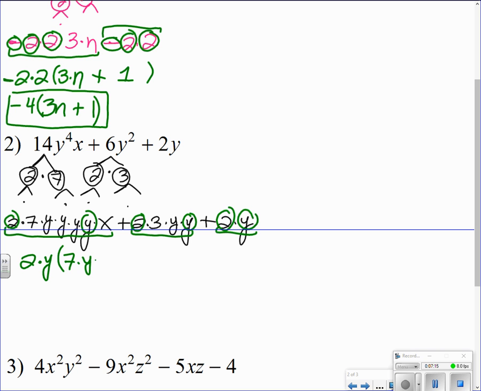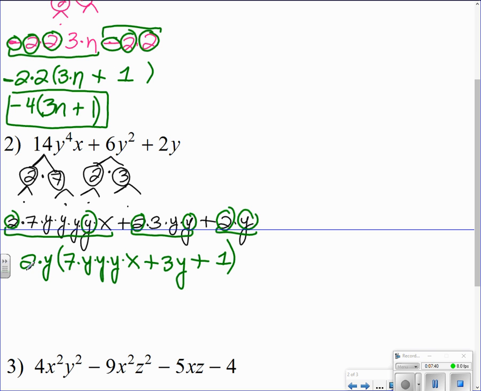Multiplied by y, multiplied by y, multiplied by y, and 1x. Plus what's left over here will be 3 multiplied by y. If I take out the 2 and the y, 3y is left over. Now the last term was left over. There's nothing left over, so we put a 1. If there's nothing left over, we put a 1.